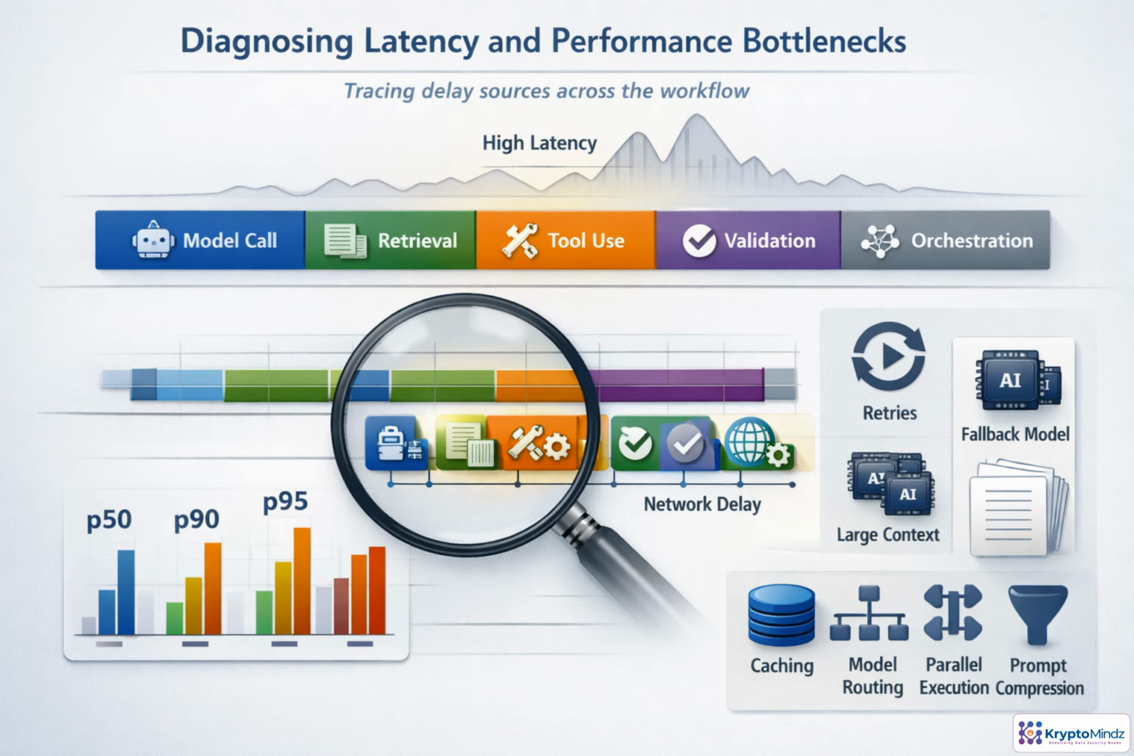Agent latency is the sum of many small weights, and those weights can amplify. A single request may spend time planning, retrieving context, calling a model, using tools, validating output, and coordinating the next step. Break total time into spans, then compare typical latency with tail latency, P50, P90, P95, and P99. Tail spikes often come from retries, fallback models, oversized context, slow tools, or network delays. Once the source is clear, optimization becomes targeted. Cache repeated work, route to faster models, compress prompts, parallelize steps, or tune retrieval.